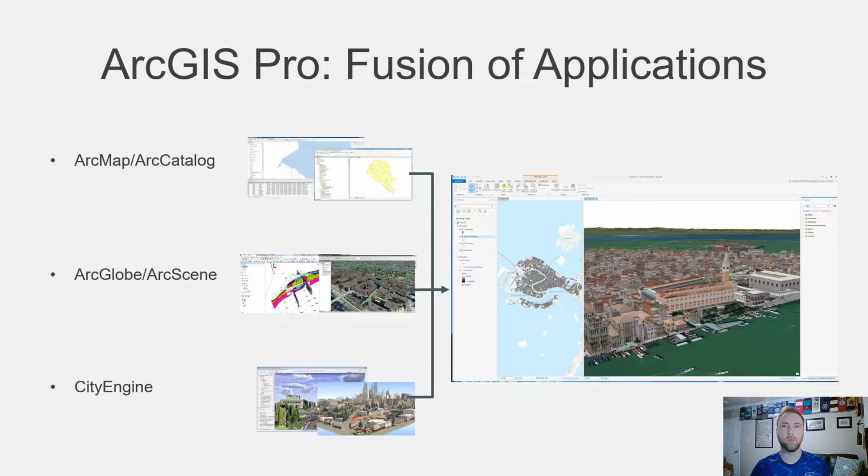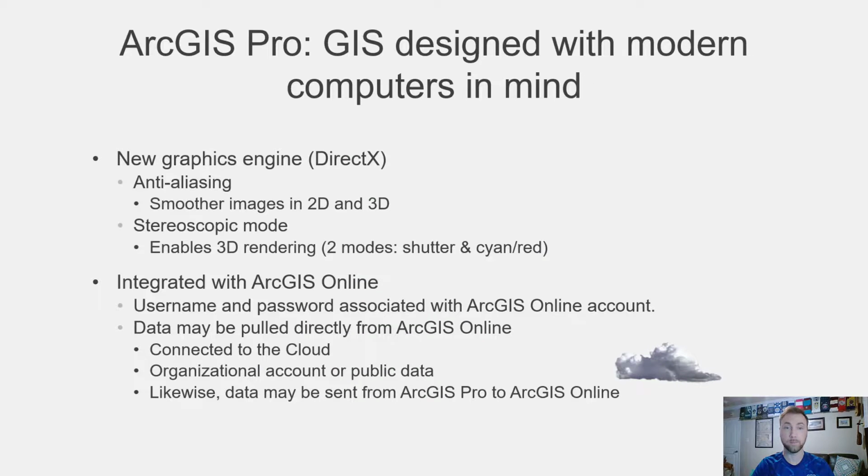ArcGIS Pro was originally a fusion of 3 different applications: ArcMap, which is sort of the predecessor to Arc Pro, ArcGlobe and ArcScene, which allowed the visualization of 3D data, and City Engine, which is primarily an urban planning tool. It is more or less the merging of those 3 separate applications into one, and it is more or less quickly becoming the industry standard.